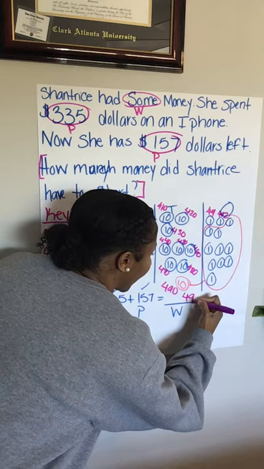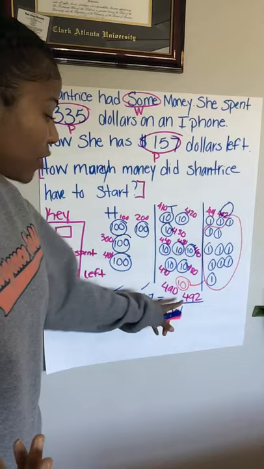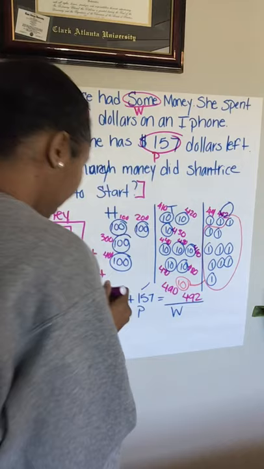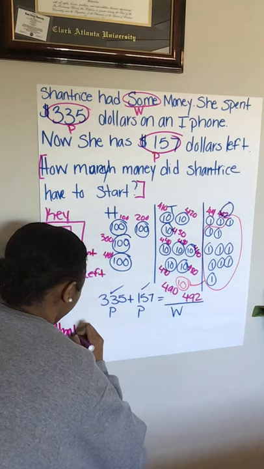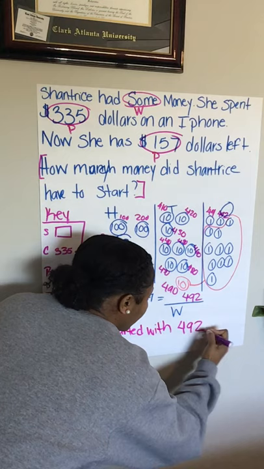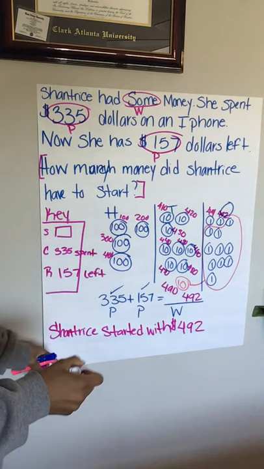I'm thinking, does that make sense? That does make sense because 492 was my whole. I took 335, then I had 157 left. That makes sense. I'm going to make sure that I go ahead and write the full answer. Chantrice started with 492, don't forget my money sign, dollars. And there you have it, our full answer with the correct unit.